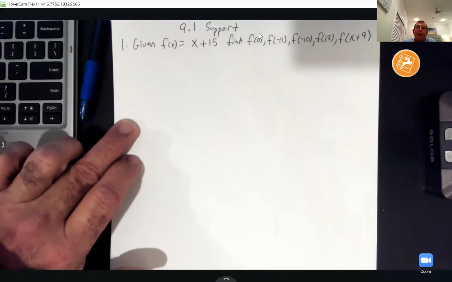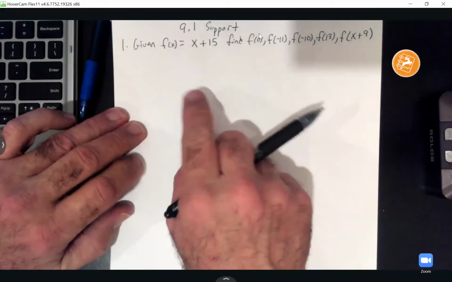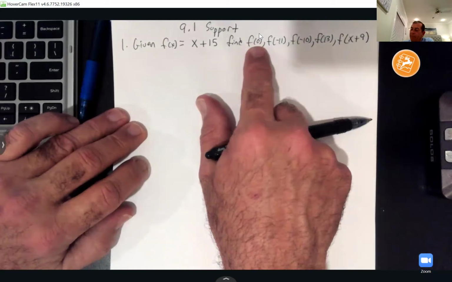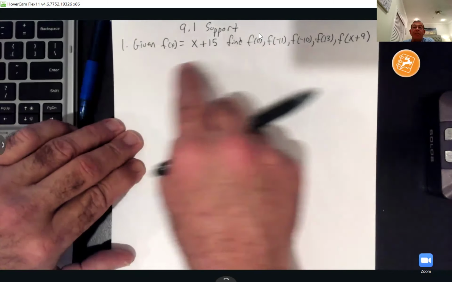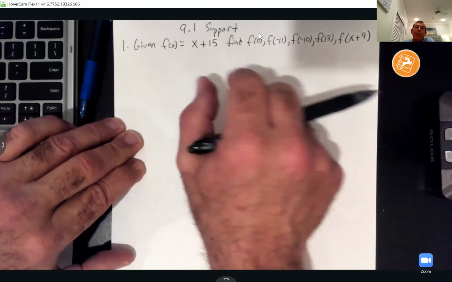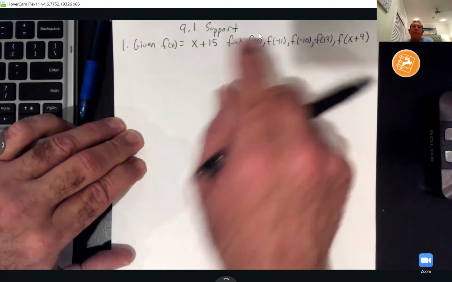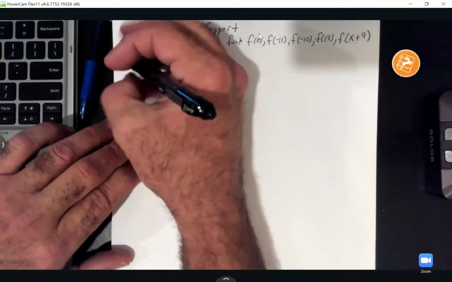Now when you're doing it in MATLAB, it gives them to you one at a time. So it'll start out saying, hey, find f of 0. When you put that answer in and check it, it'll then say find f of -11 and so on. Okay.